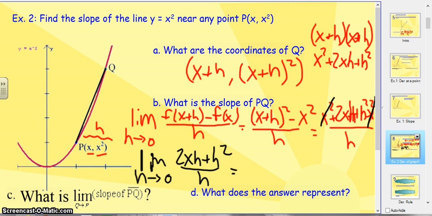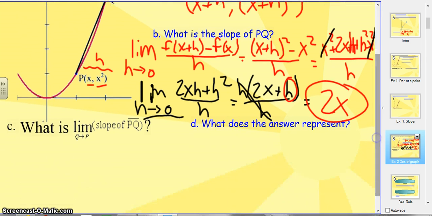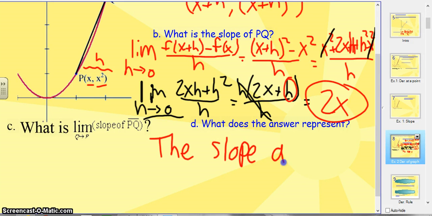Remember, we want to cancel the h's out, so I'm going to factor out an h: h times 2x plus h, all over h. The h's cancel. Again, the limit as h approaches 0, now I'm going to send my h to 0. If this is 0, I get 2x. So what is the slope? The slope is 2x. If I pick any place on the graph, my slope is going to be 2x. What does the answer represent? The slope anywhere on y equals x squared.